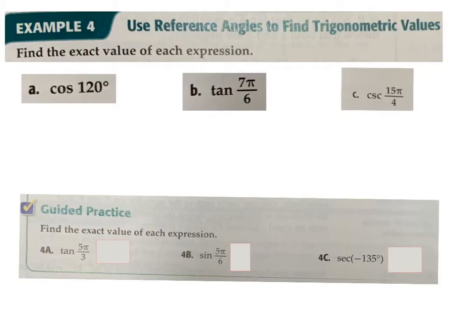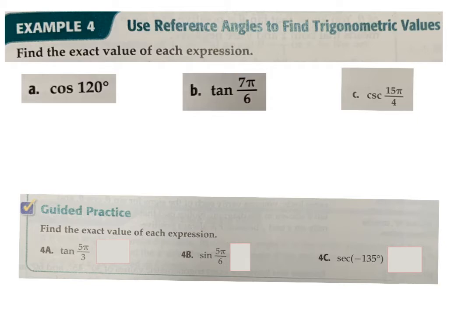So how does it help us? Well, find the exact value of these expressions. They want the cosine of 120. What quadrant is 120 going to fall in? It's going to fall in between 90 and 180. What quadrant is that? The second. All right, so it's going to be in the second quadrant.